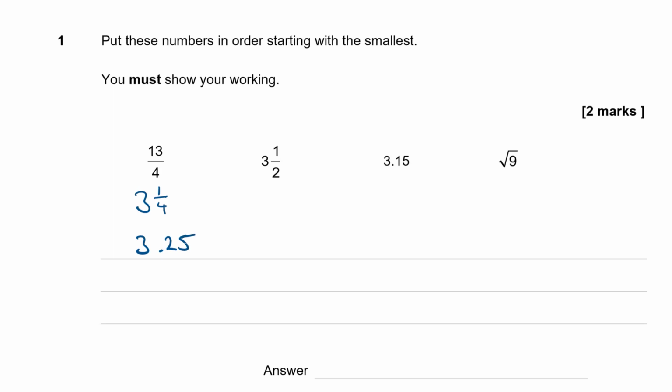The next one is 3 1/2, which is 3.5. I'm going to write 3.50, so I've got the same number of decimal places here and here, so I can compare them easier. And then the next one, well, that's already a decimal, 3.15, and the square root of 9. Well, 3 times 3 is 9, so that must be 3. Again, I'm going to write this to two decimal places, so I've got the same number of digits to compare. Okay, so now I've got them all as decimals.